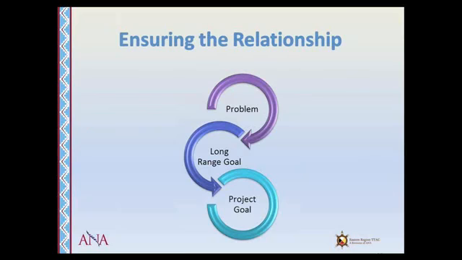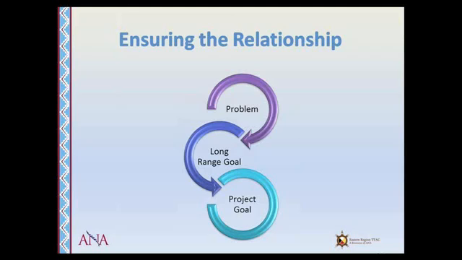Well, to recap, and we'll go over that project goal again, you need to demonstrate a clear relationship between your problem, the long-range goal, and the project goal. Each is supposed to build on the other to form a strong connection. The lack of that relationship is one of the first pitfalls in an application that reviewers notice. So now let's get it right.